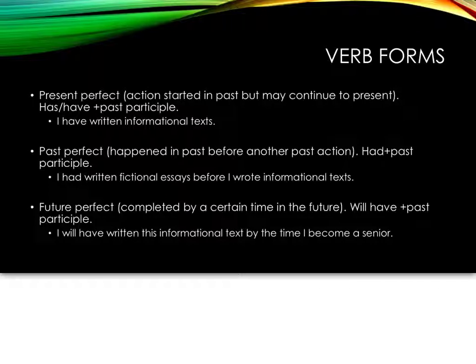The past perfect is something that happened in the past before another past action, and this is going to have had plus the past participle. So I had written fictional essays before I wrote informational text is the past perfect. The future perfect is completed by a certain time in the future, and it will have will have plus the past participle. So I will have written this informational text by the time I become a senior is the future perfect.